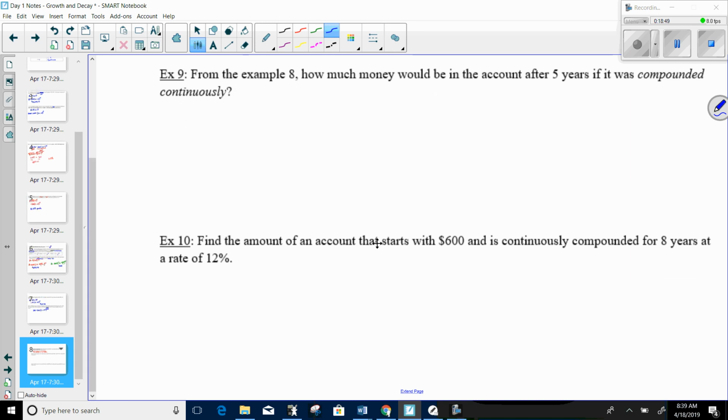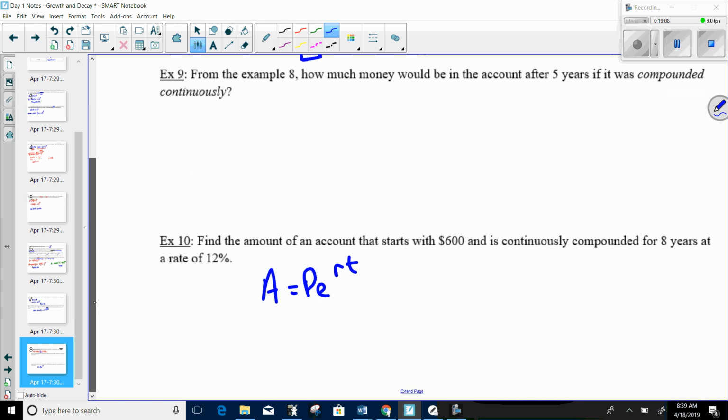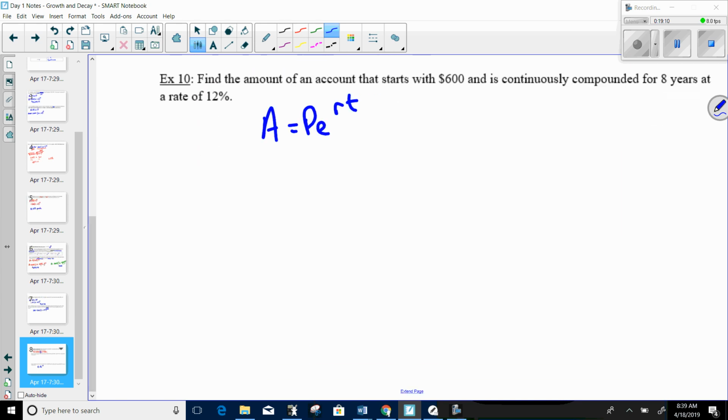It says find the amount of an account that starts with 600 and is continuously compounded for 8 years at a 12% interest rate. So compound continuous is A equals PE raised to the RT. And notice up here, the number E is 2.71828. There's a button on your calculator that you can hit that will give you E. So you just plug the numbers in. A is the ending amount, which we don't know. P is the starting amount, which is $600. E is just a number raised to the interest rate, which is 0.12. Again, it's a decimal. And then T is time, which is 8 years.